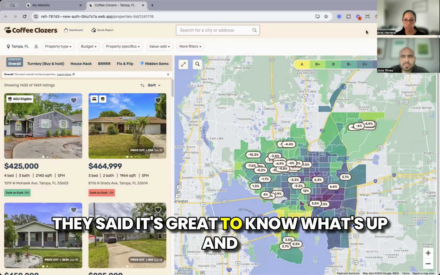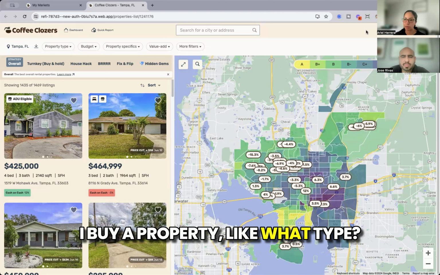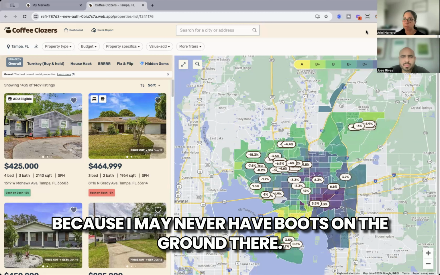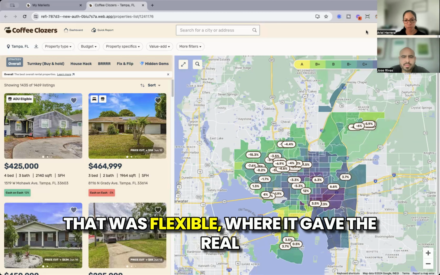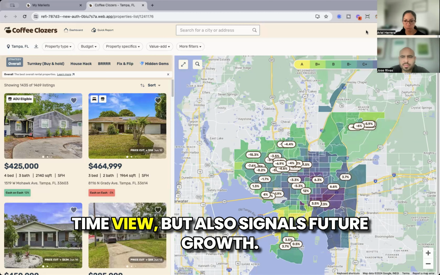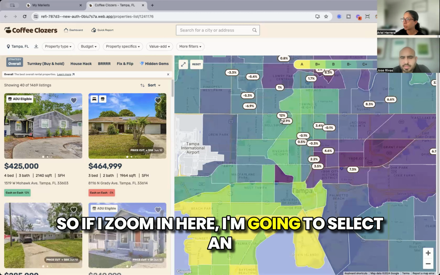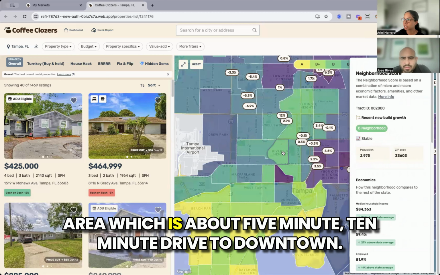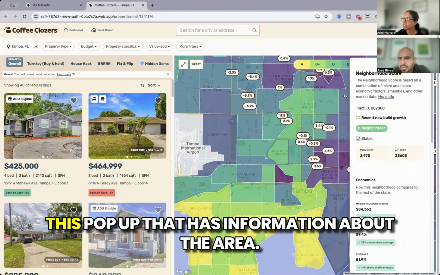They said, it's great to know what's up and coming, but I need to know right now, if I buy a property, what is the state of that area? Because I may never have boots on the ground there. So then we needed to make a map that was flexible, where it gave the real-time view but also signals future growth. So if I zoom in here, I'm going to select an area which is about a 5 to 10-minute drive to downtown. And what we see when we click it is this pop-up that has information about the area.